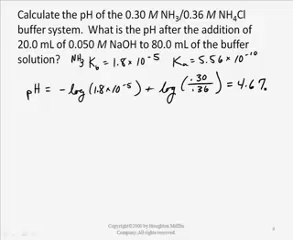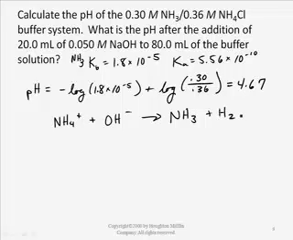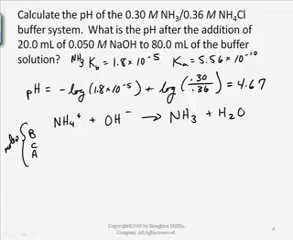Now let's look at after we have added 20 milliliters of 0.50 molar sodium hydroxide. The first thing we need to do is take care of the actual reaction that's occurring. So we're adding a base, so it's going to react with the ammonium ion, and it's the hydroxide that's going to react with it. So we're going to get ammonia and water as a result of that. Now we're going to do something we're going to call a BCA, just to distinguish it from an ICE, because these are going to be in moles.